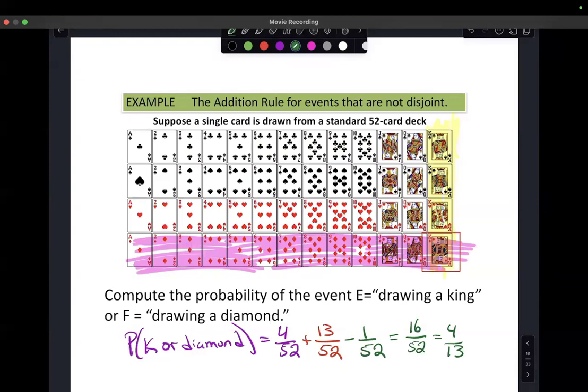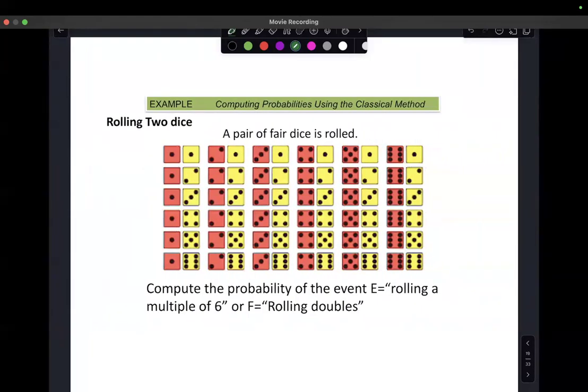All right. Now let's try with our dice. And so I believe this one is the one that has a different problem. So with our dice, we're looking at the probability of rolling a multiple of 6 or the probability of rolling a double. So we have probability, mult of 6, or, remember that or word, doubles. So I'm going to circle because it's a little easier than highlight. So let's do multiples of 6.